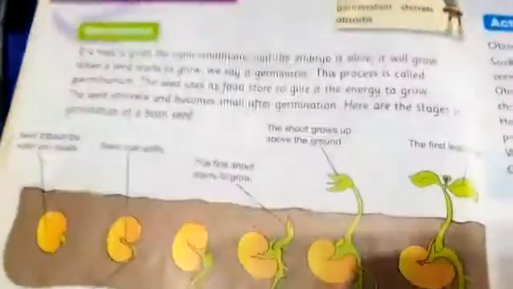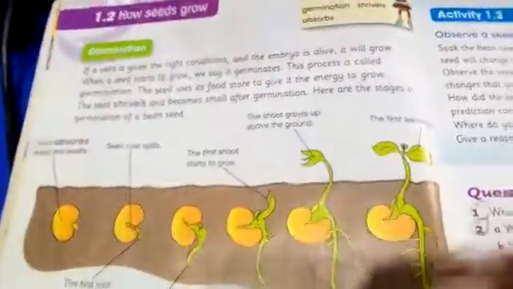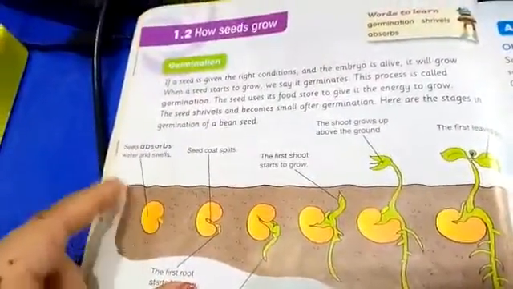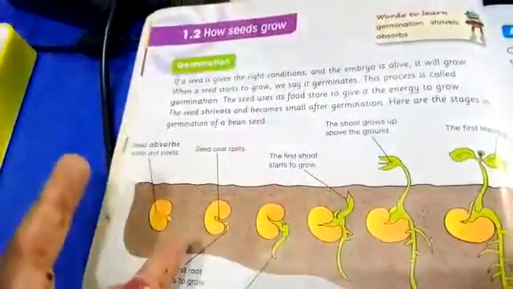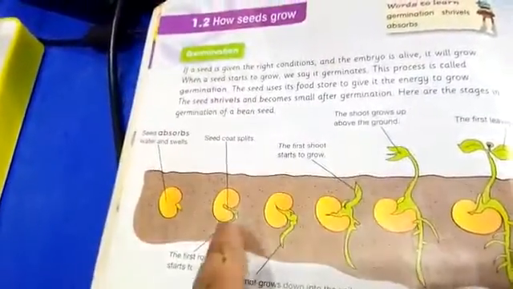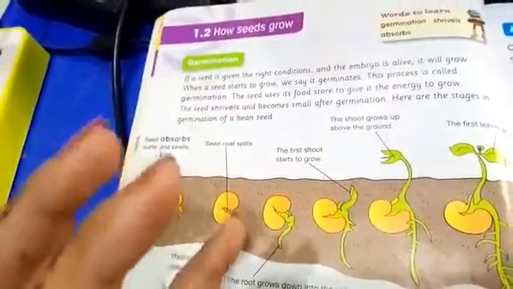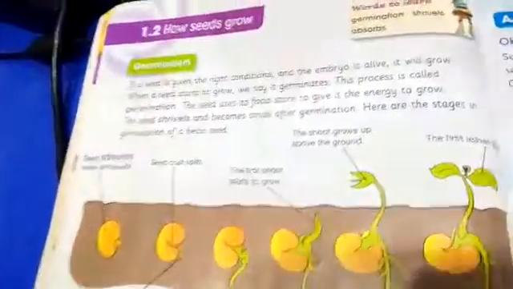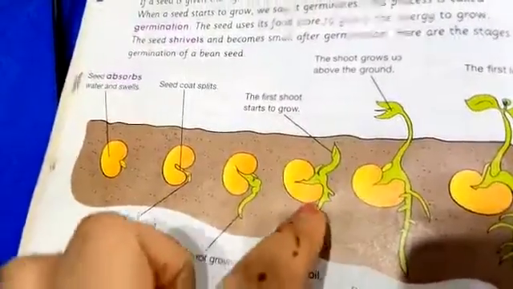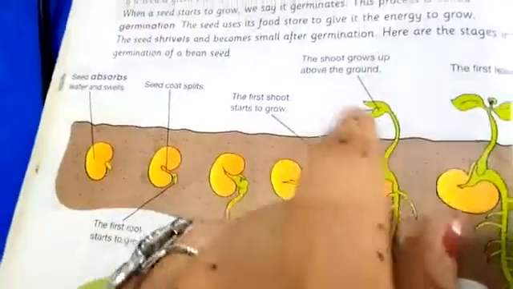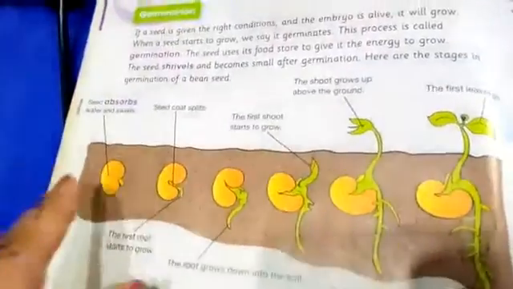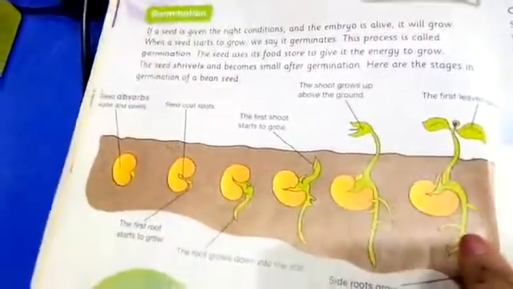Then we studied the second topic, how seeds grow. In this topic we studied the complete germination of a bean seed. First, what happened to the seed? The seed absorbs water and swells. Then the seed coat splits and the first root starts to grow, and after that the seed starts to shrink. The root grows down towards the soil and the shoot begins, and from the shoot the leaves come out. This is how a seed grows into a young and then an adult plant.